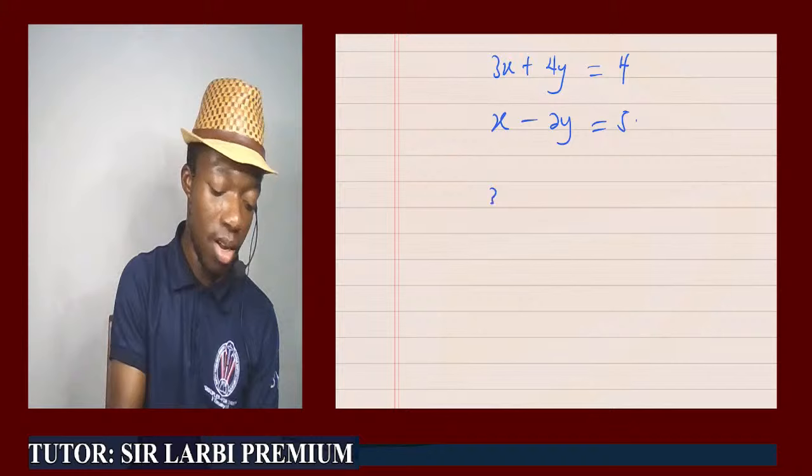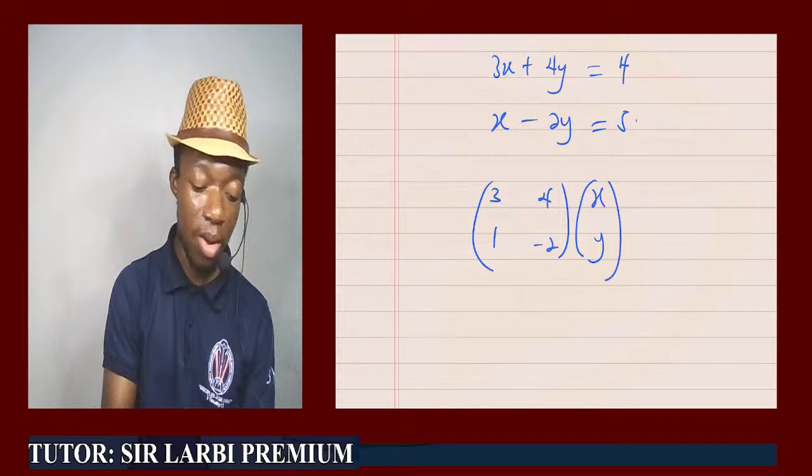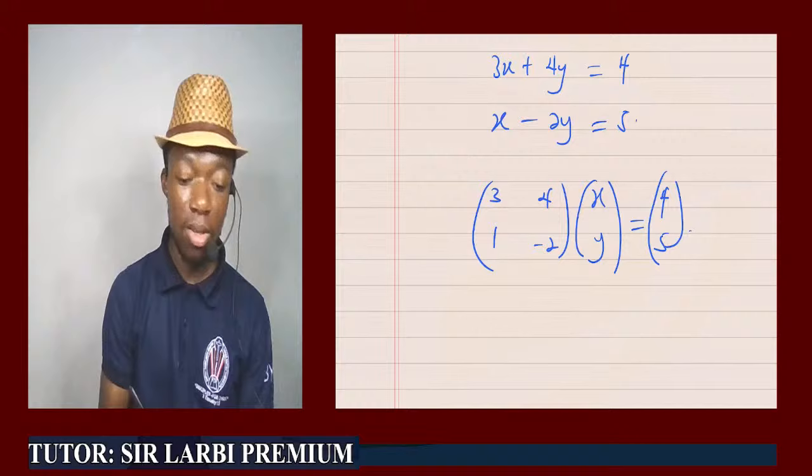3, 4, the same thing. Then here, 1, negative 2. Okay. And that will multiply by what? These variables, x and y. And that should be equated to what? 4, 5. Any question on this, drop in the chat.